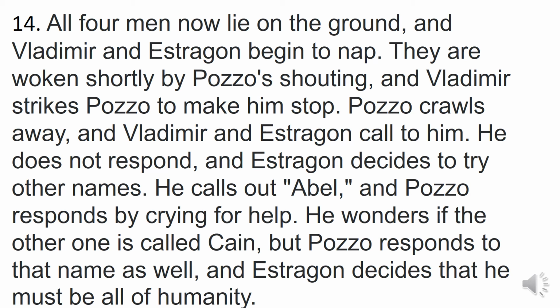He calls him Abel, okay, Cain and Abel, maybe a play on that. And Pozo responds by crying for help. He wonders if the other one is called Cain. But Pozo responds to the name as well. Okay, why? Because Pozo can be either. And Estragon decides that he must be all of humanity. What a profound saying.